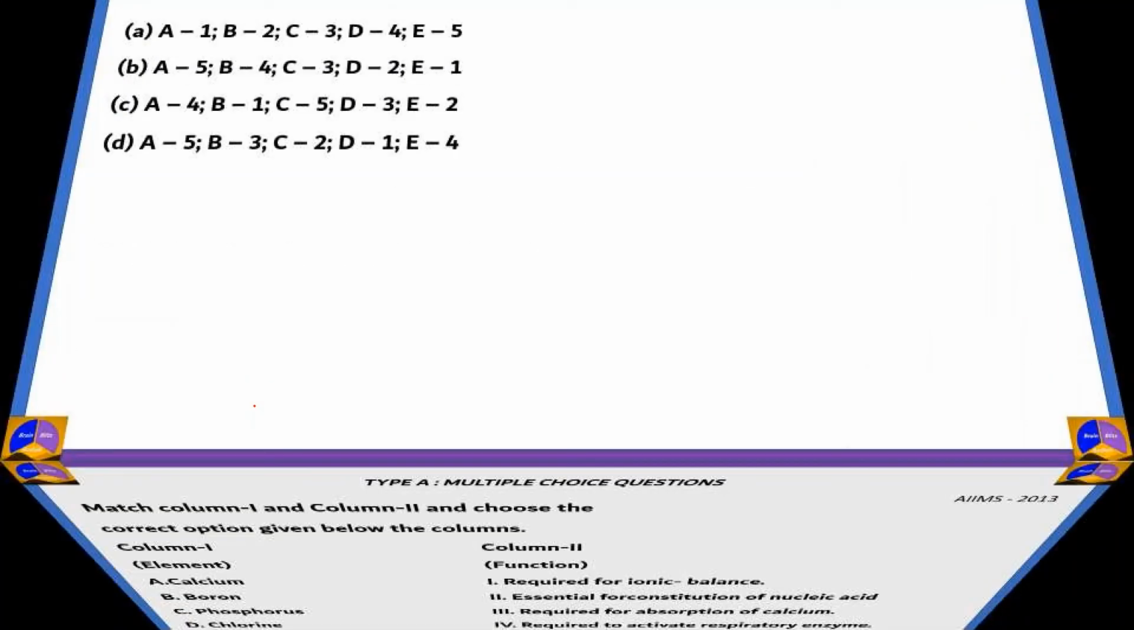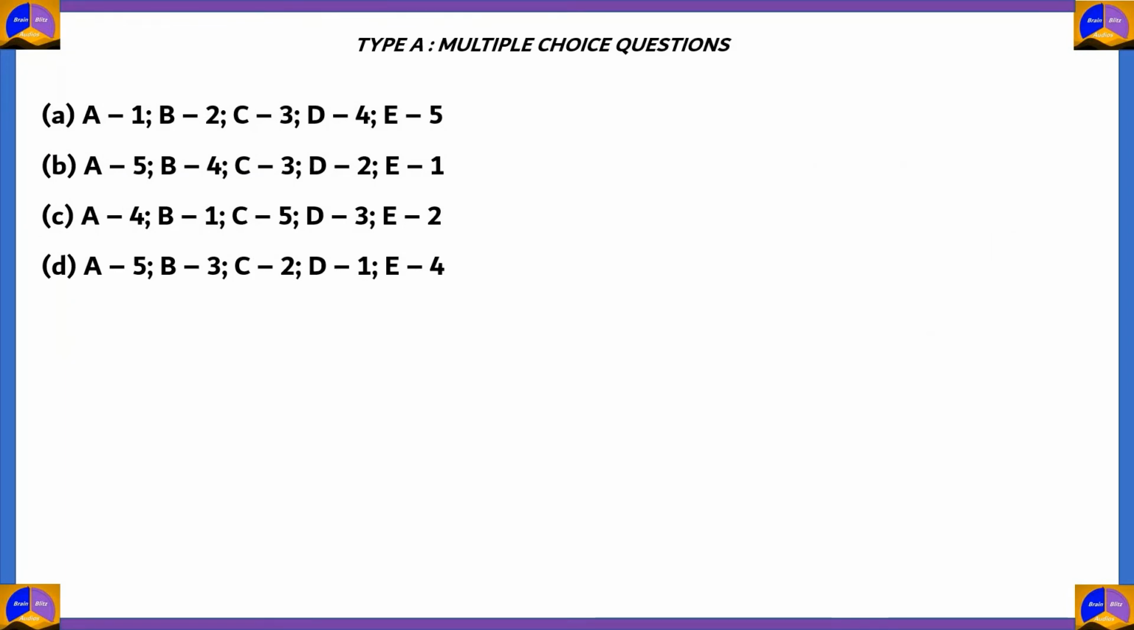And let's look at our options. The only place where C is bound with 2 is option D. So that makes option D the correct answer. In the other options, C is bound to other parts of column 2, so that makes them incorrect.